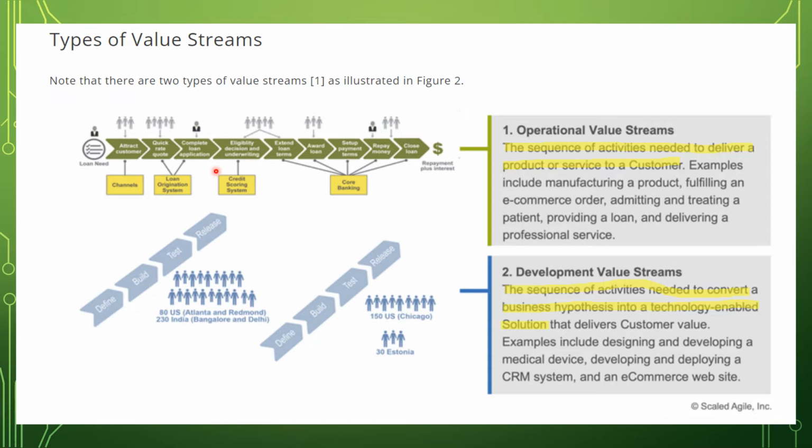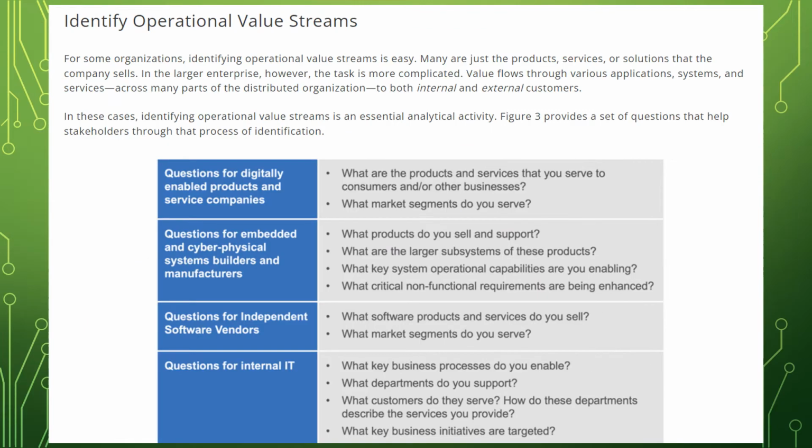The second one is the development value stream: the sequence of activities needed to convert a business hypothesis into a technology-enabled solution. An operational value stream might require 4 or 5 business solutions to be built. We may need a development value stream to fulfill those solutions. So these are the two types of value streams. We understood what a value stream is, and we understood the two different types of value streams.